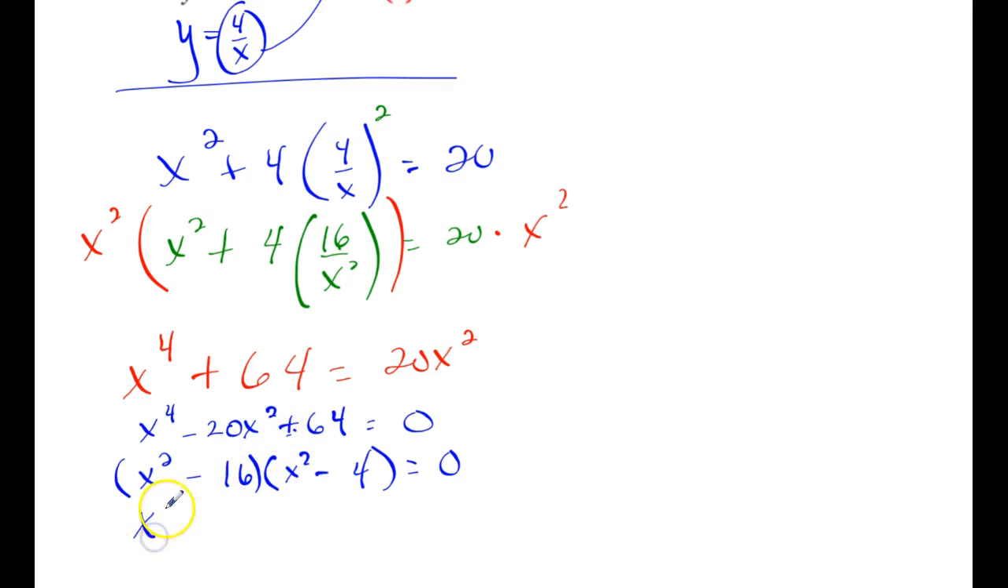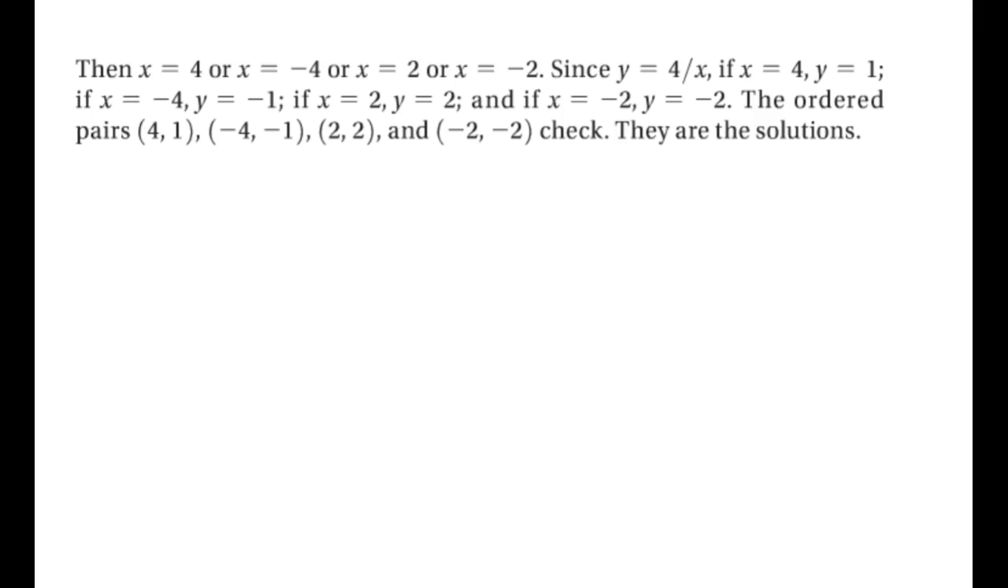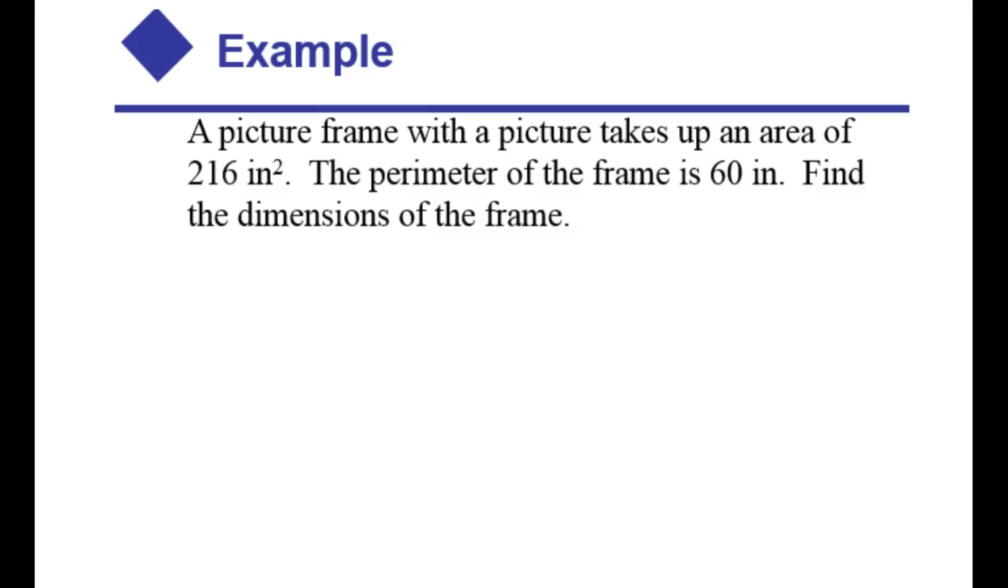So x squared equals 16, so x equals plus or minus 4 here. x equals plus or minus 2. So x is plus or minus 4, plus or minus 2, and then you would take all those and plug those back in, so there's your positive 4, there's your negative 4 solution, there's your positive 2, there's your negative 2 solution. That was a long problem.